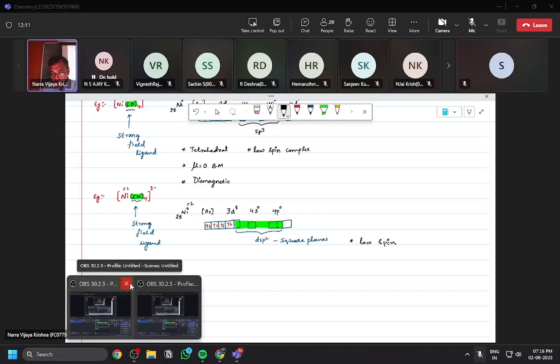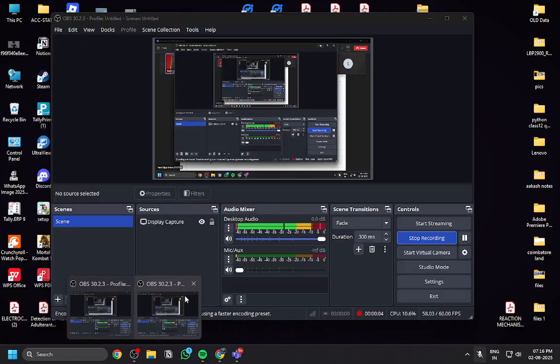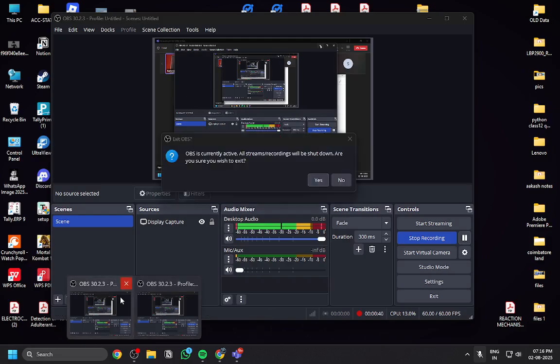Magnetic moment mu s is 0. Diamagnetic complex. Mu s is 0 Bohr magneton. Diamagnetic.